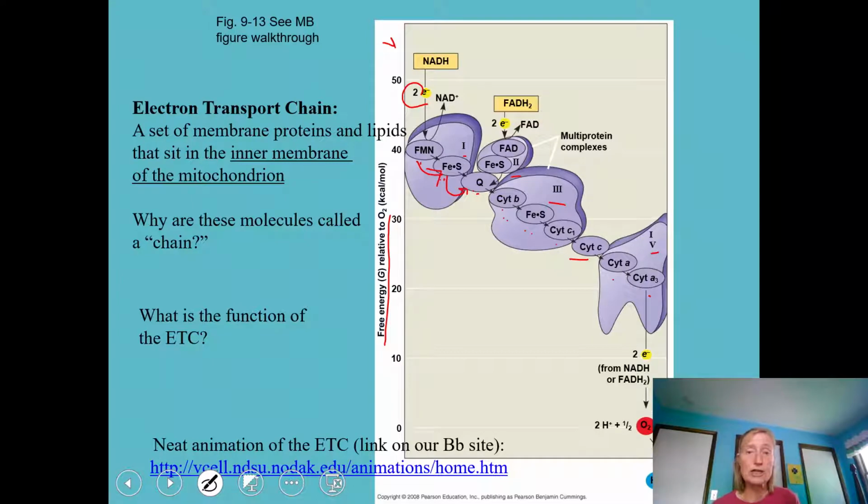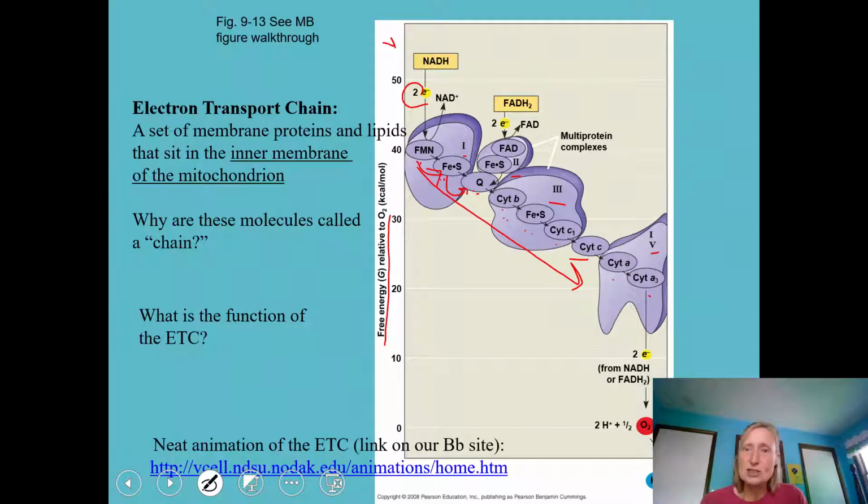If these molecules are organized in a sequence of increasing electronegativity, that means that the electrons can easily move via a redox reaction from one molecule to the next, to the next, to the next, down this chain of electron transport molecules. Okay? That's really what happens.